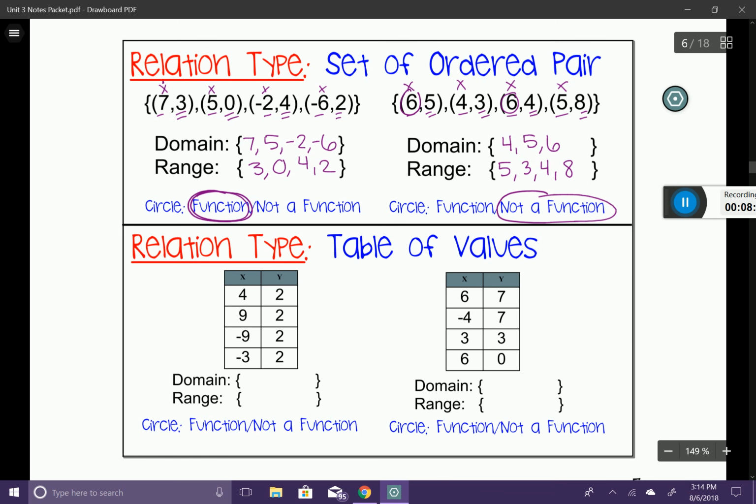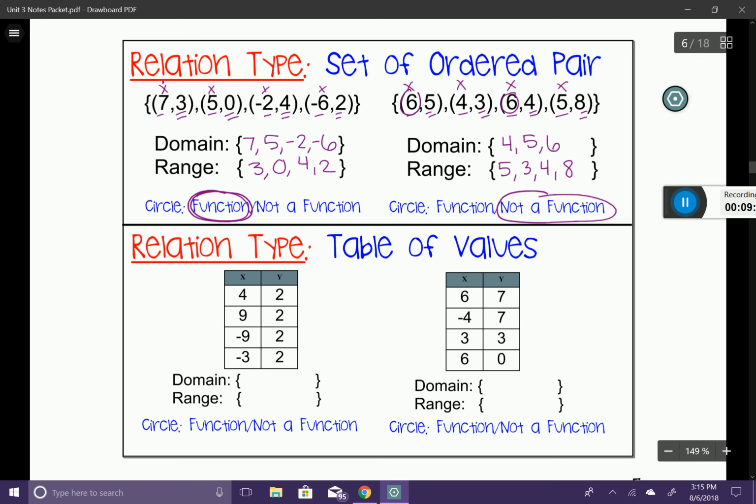All right, how about this type of relation? This is called a table of values. Now, you're probably wondering, can I take a set of ordered pairs and put them onto a table of values? And you're exactly right. These are interchangeable relations, and we're going to do that at the end. So let's look at the table of values and figure out how to write this in notation, and determine if it's a function or not.